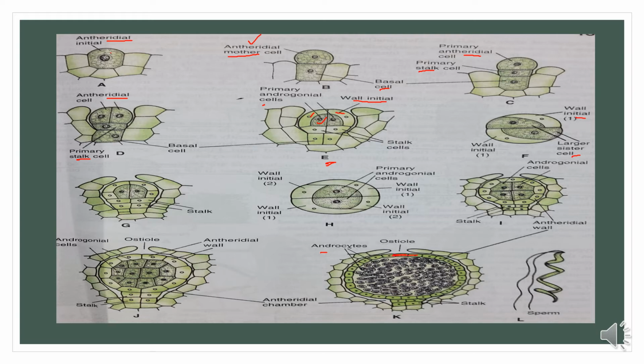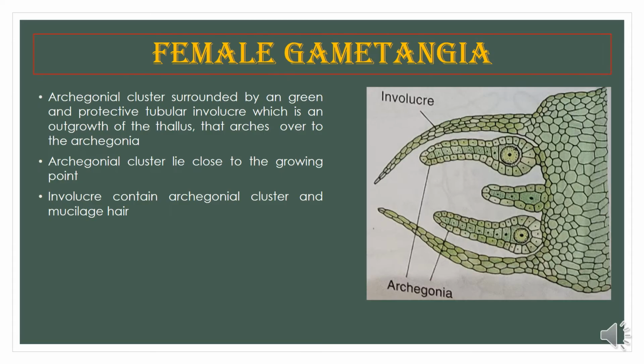By further division, the outer wall is formed, and the inner androgonial cells, by repeated division, form the androcytes. At maturation, the tips of the jacket cells absorb water and the wall ruptures due to hygroscopic movement, and the sperms are liberated to the outside. The female gametangium is called the archegonium, formed by dissolving of the outer jacket layer very close to the growing apex, that is, in the terminal apical portion.